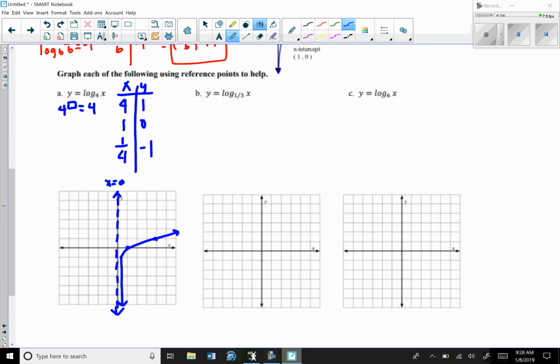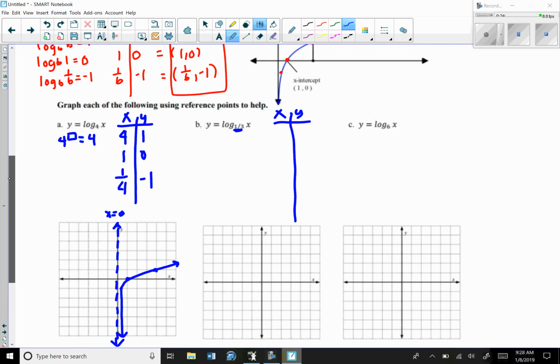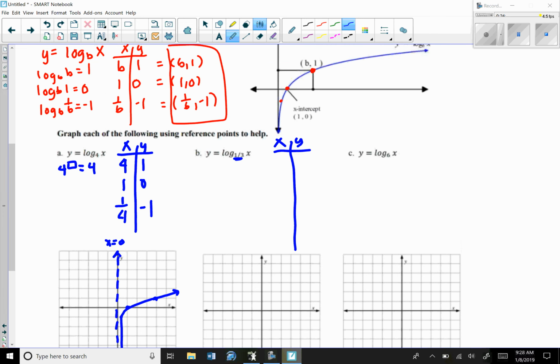So then for the next one, if I want to graph something that has a base that's a fraction, we can do the same thing, just have to be kind of careful about how you write it. So again, just looking at these reference points, b is 1/3 in this case, so log base 1/3 of 1/3 is actually equal to 1. Log base 1/3 of 1 is always 0.